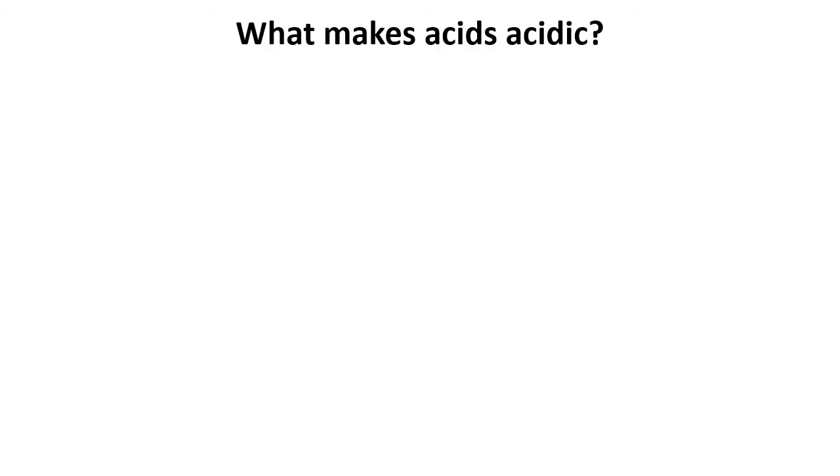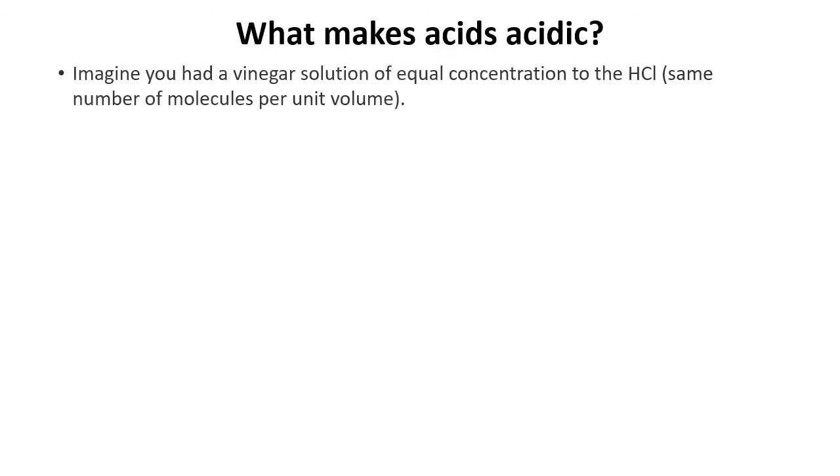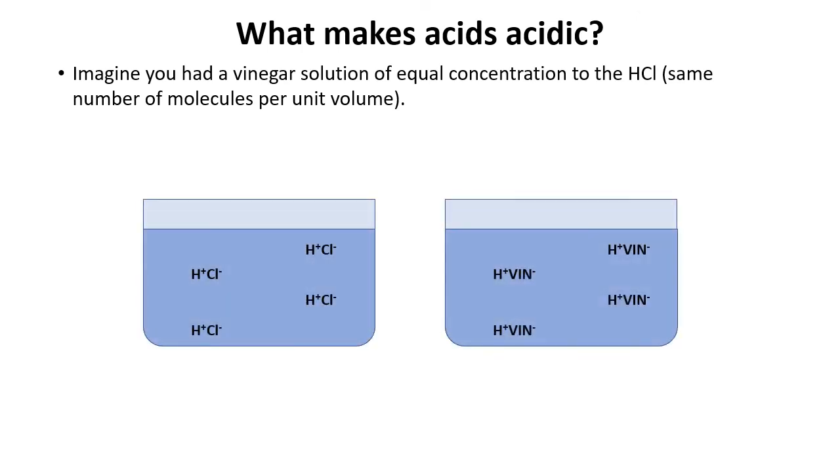So what makes acids acidic? Let's go back to our vinegar example, and we're going to pair that up with hydrochloric acid. Let's say we've got 2 beakers here, the same concentration of hydrochloric acid and the same concentration of vinegar. That means concentration means the number of acid molecules per volume.